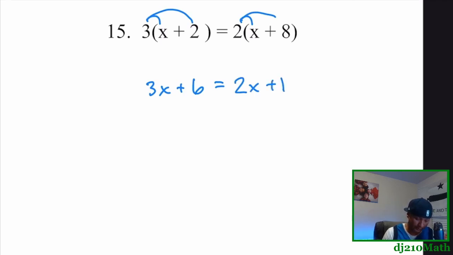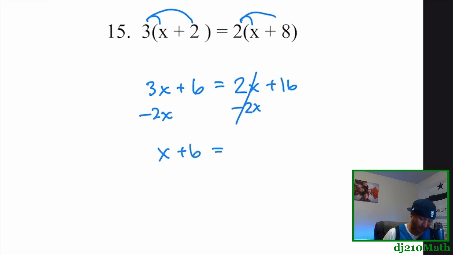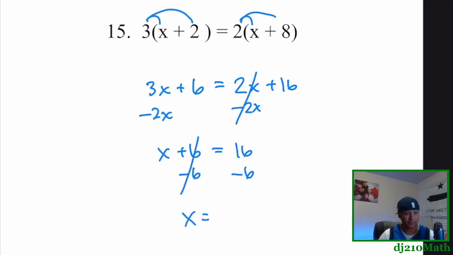Two times 8 is 16. I'll subtract 2x. Right, always move the smaller one. Always subtract the smaller one. Cancels on the right. 3 minus 2 is just x, plus 6 is equal to 16. Getting the x term by itself, I'm subtracting 6 from both sides. So cancels on the left. X is going to be equal to 16 minus 6, 10. X is equal to 10.